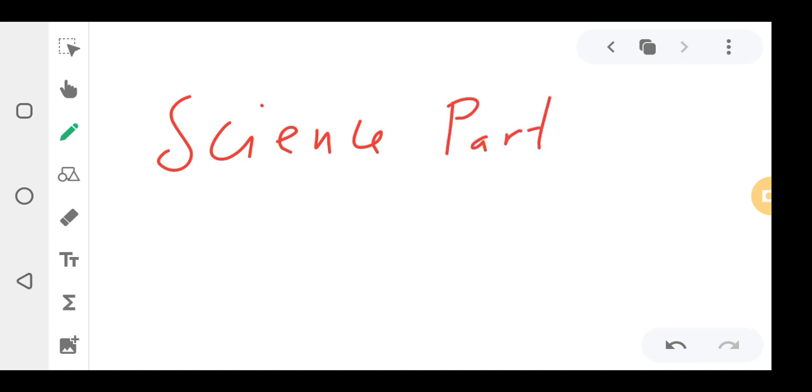Now today in science we are continuing, guys. We're looking at part 2. Last time we did introduction to machines. This is part 2 of machines, simple machines.